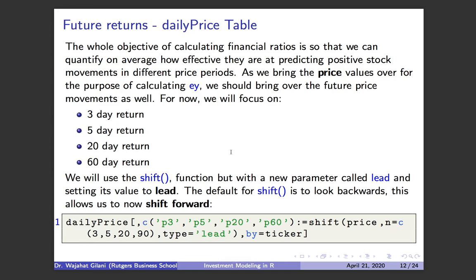Well, again, the whole objective of calculating these financial ratios is so that, on average, we can quantify how effective they are at predicting positive stock movements, or even negative stock movements if you want to short stocks for different pricing periods.